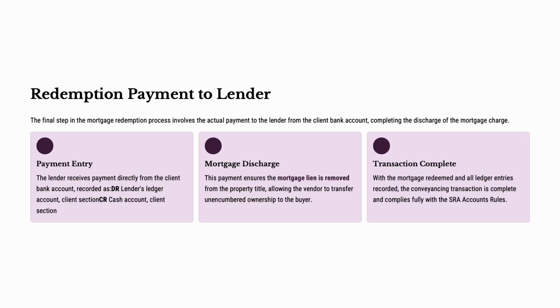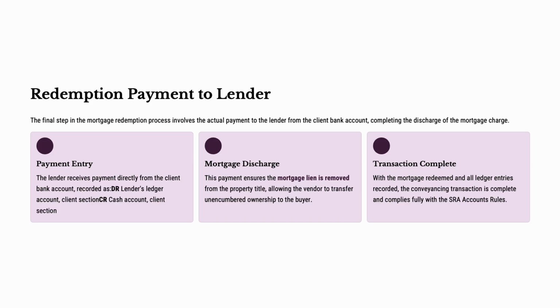So, the next thing is redemption payment for the lender. After completion, the lender is paid from the client bank account. Debit lender's ledger account client section and credit cash account client section. You have done your liability, and that completes the mortgage redemption and removes the lien or charge on the property.